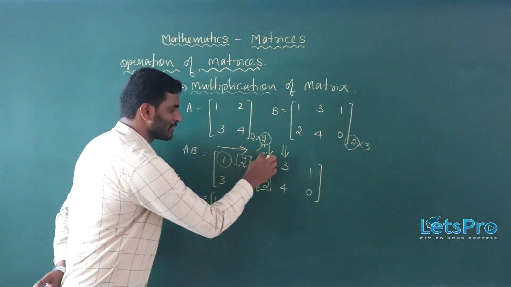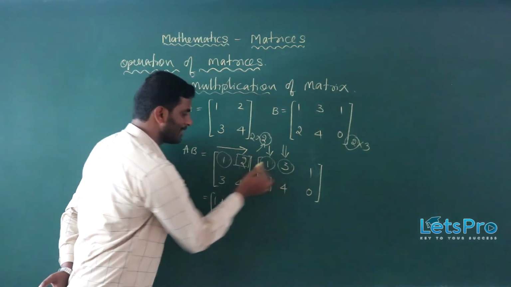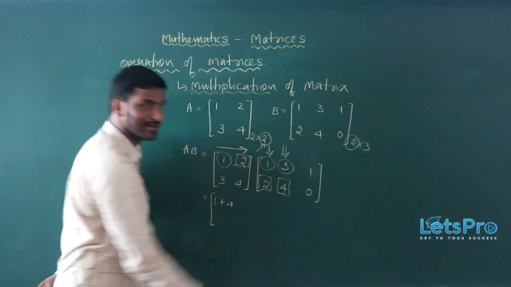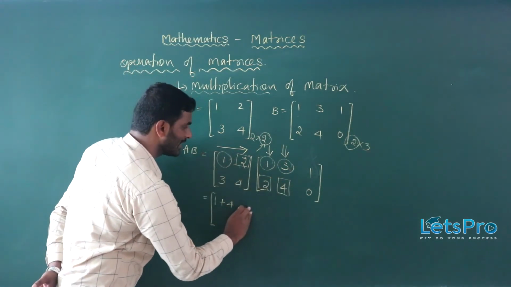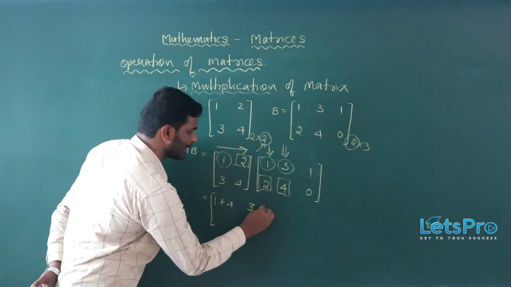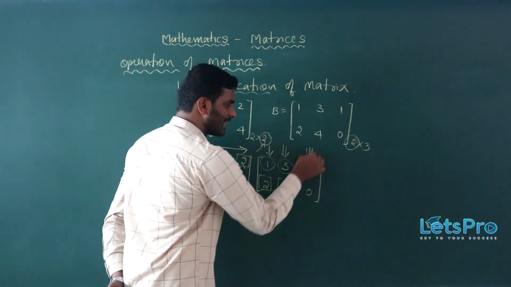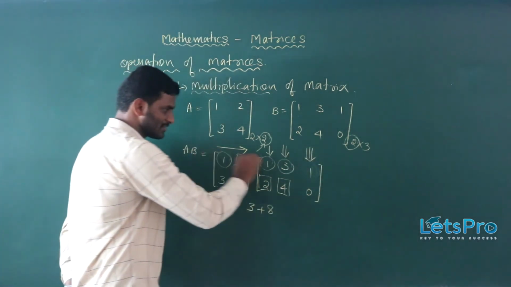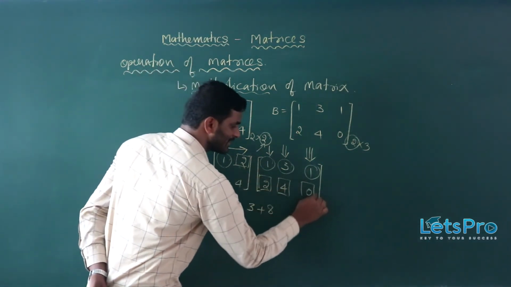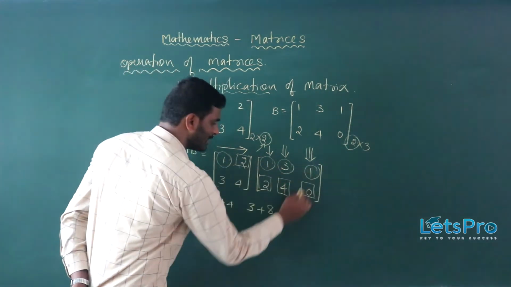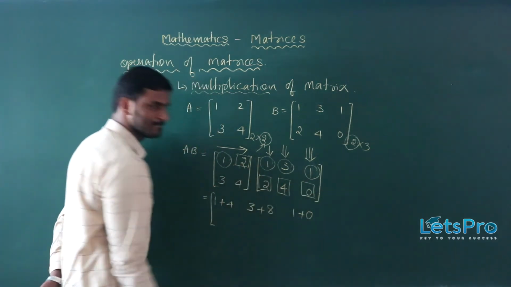The first row and second column: first element to the first element, second element to the second element. That means 1 into 3 is 3, plus 2 into 4 is 8. Again, first row, third column, first element to the first element, second element to the second element. 1 into 1 is 1, plus 2 into 0 is 0.